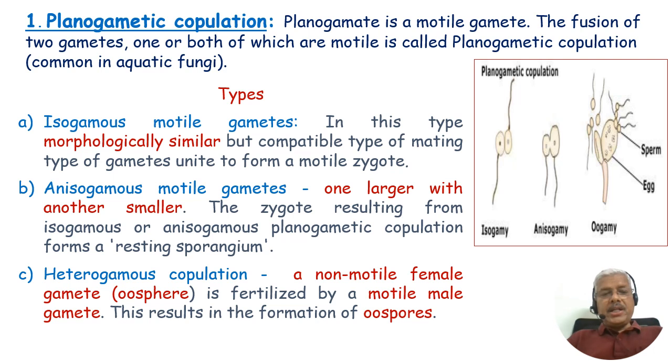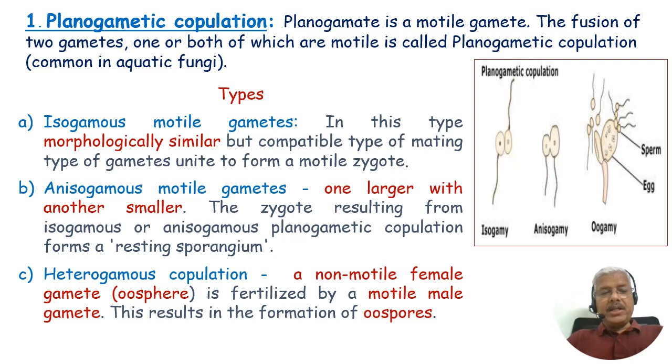In the second case, that is the copulation of anisogamous motile gametes, it involves union of one larger gamete with another smaller gamete. The resultant zygote is motile. The zygote resulting from the isogamous or anisogamous planogametic copulation forms a resting sporangium. On further development, it functions as the sporangium by differentiating the zoospores internally.